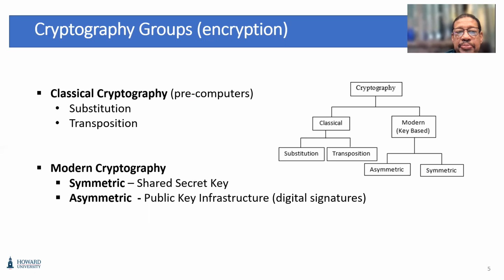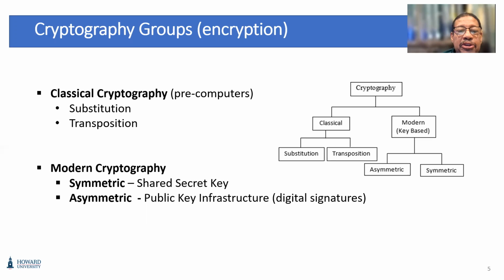That's transposition. Modern cryptography, there are two groups we'll talk about a bit more later, and there's symmetric, and that one is where we have cryptography where both the encoding and decoding of the message use the same key. We share a single key, so we have to be careful on how we manage that key, and that key doesn't get into the wrong hands.